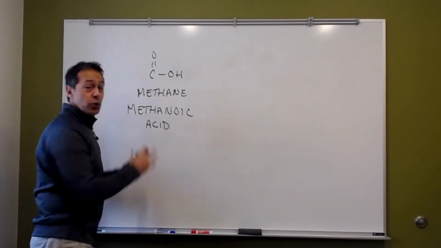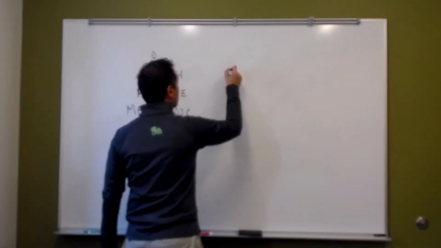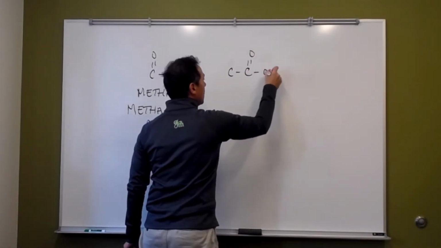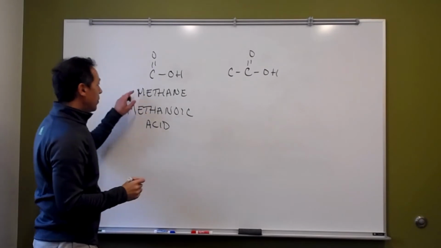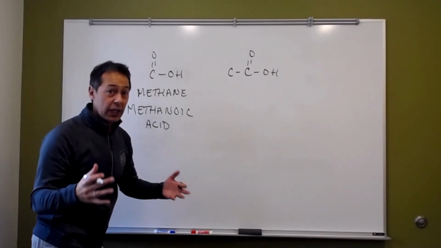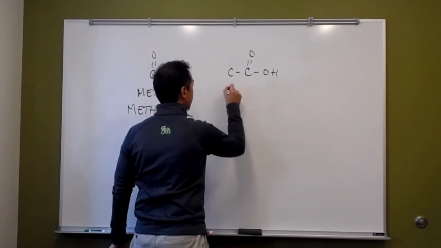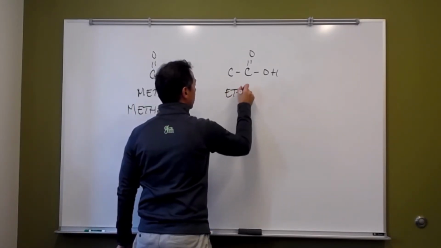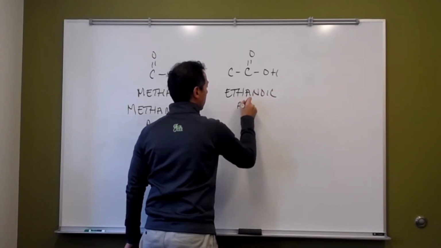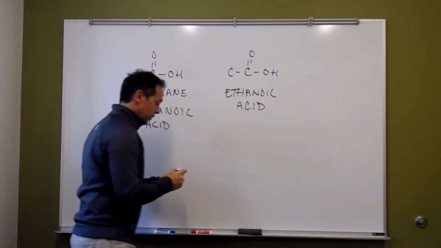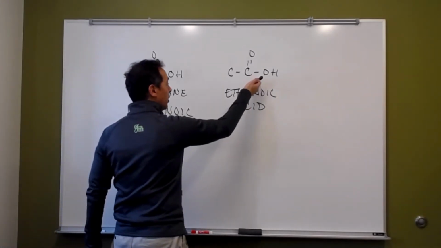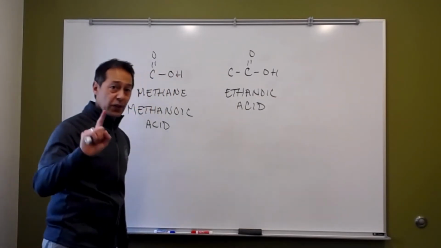And if we had two carbons on here, so if I went carbon, carbon, double bond O like this, and then OH like this, then that goes from ethane to ethanoic acid. Ethanoic acid like that. And we don't put a 1 on there. We just assume that the carboxyl group is on the first carbon atom.